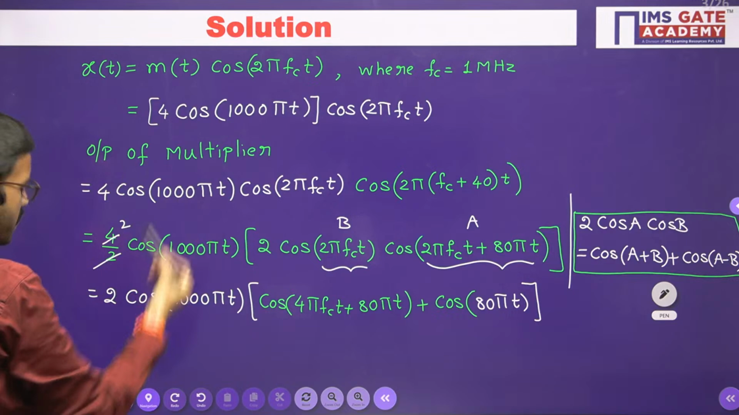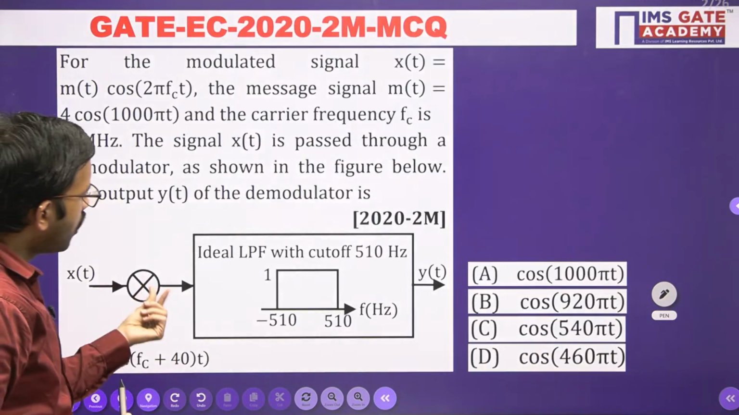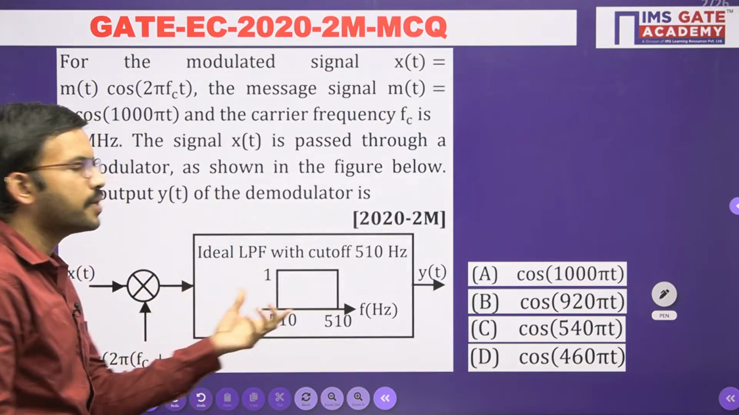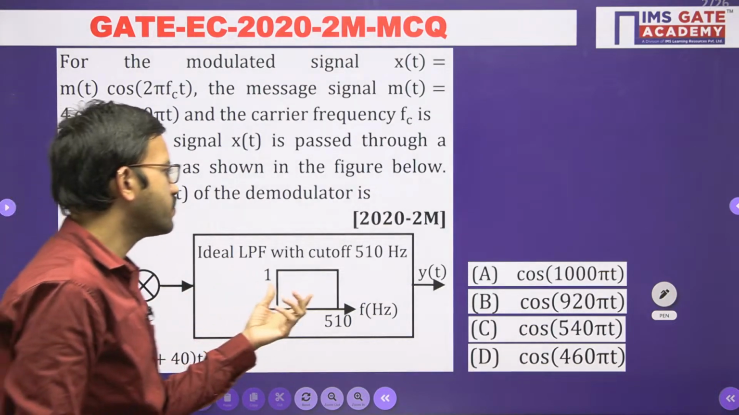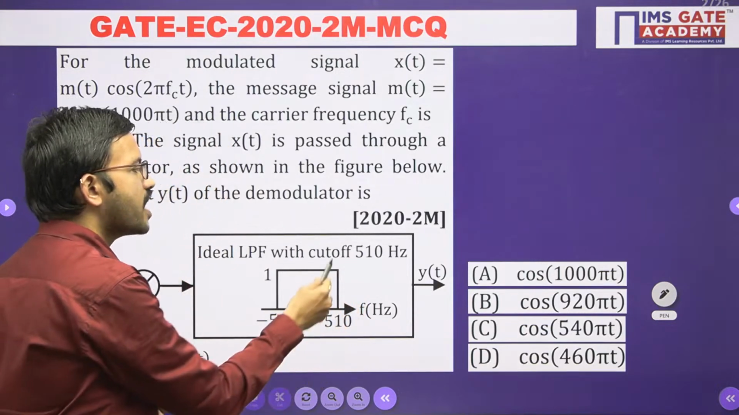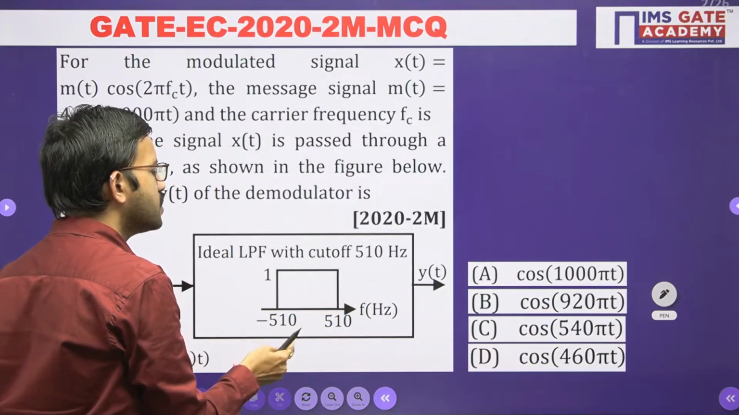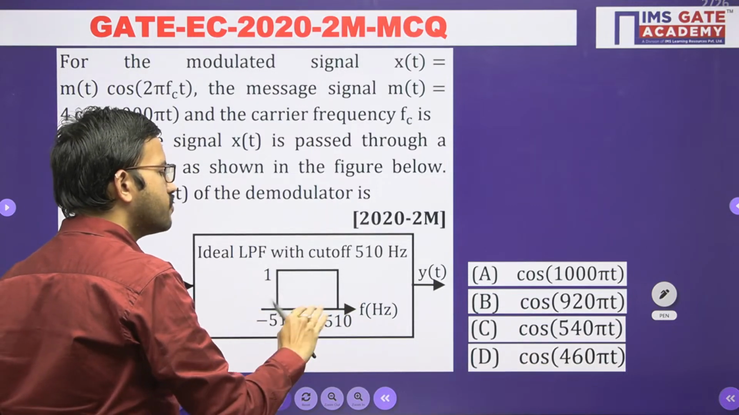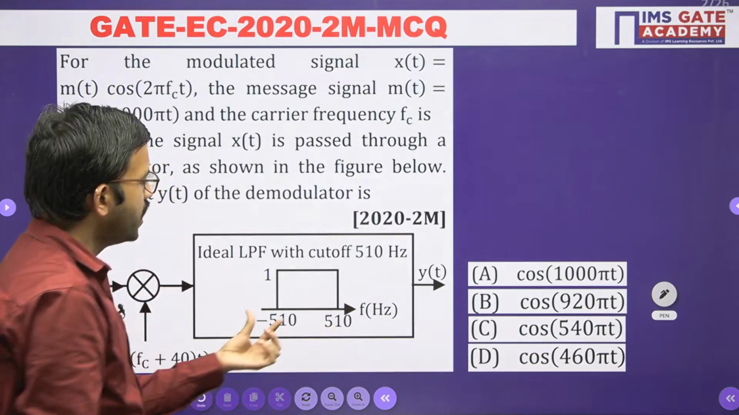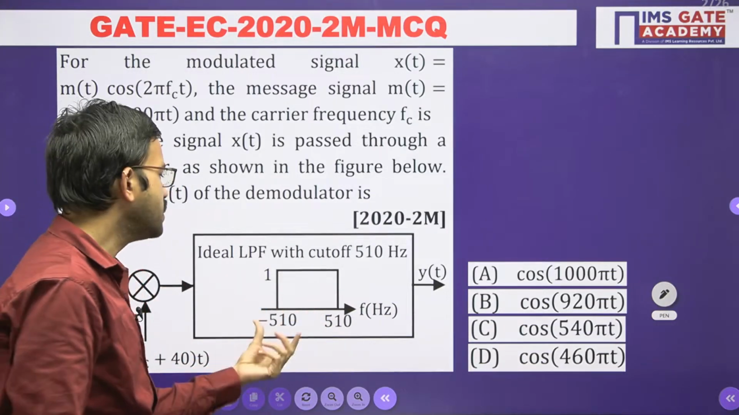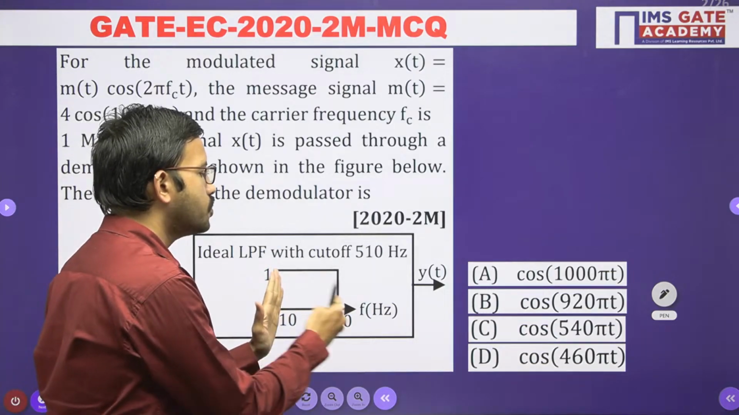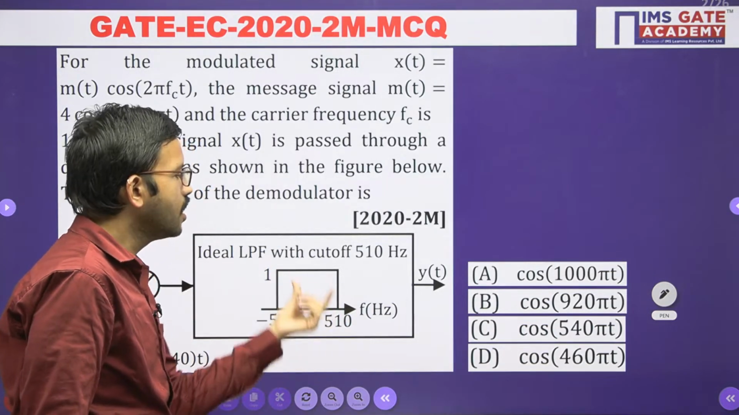Now whatever output expression you got at the output of the multiplier, that one we are passing through a low pass filter which is having the cutoff frequency 510 Hz, right? Generally we will consider the frequency starting from 0 up to 510, but here for symmetrical purpose they have considered negative frequency also. That is the reason they have mentioned from minus 510 to 510, but otherwise you can consider from 0 to 510 Hz, it is passing.